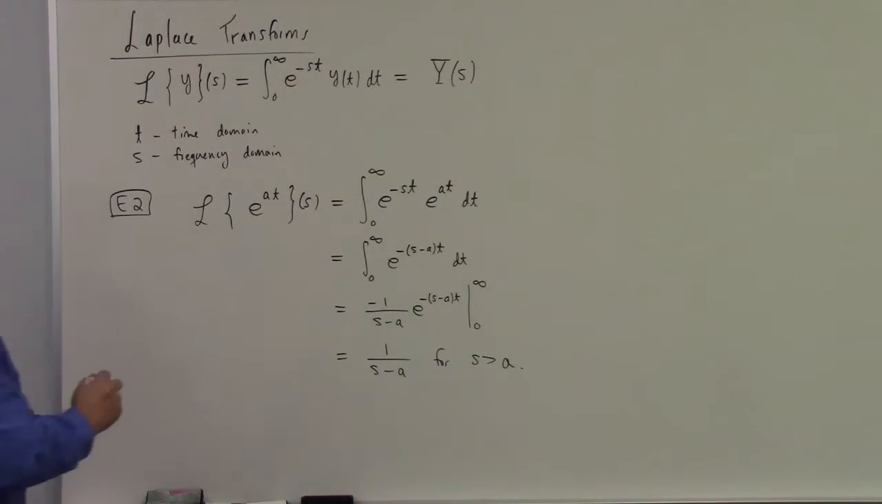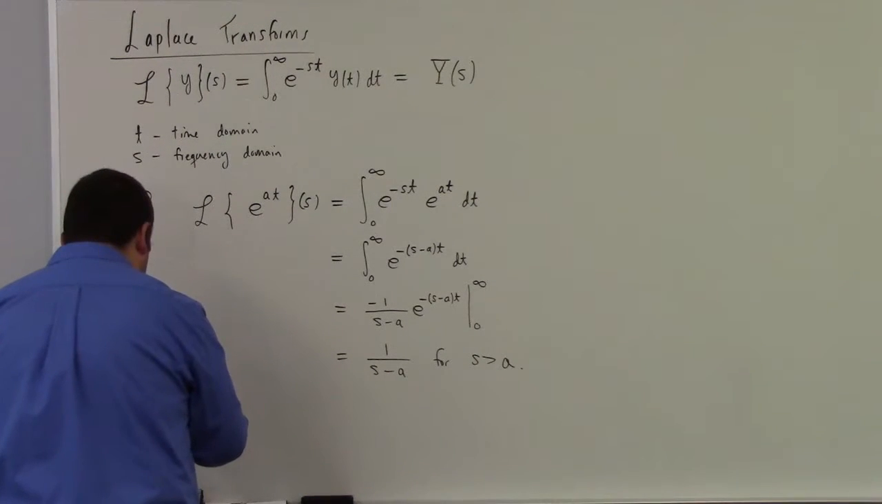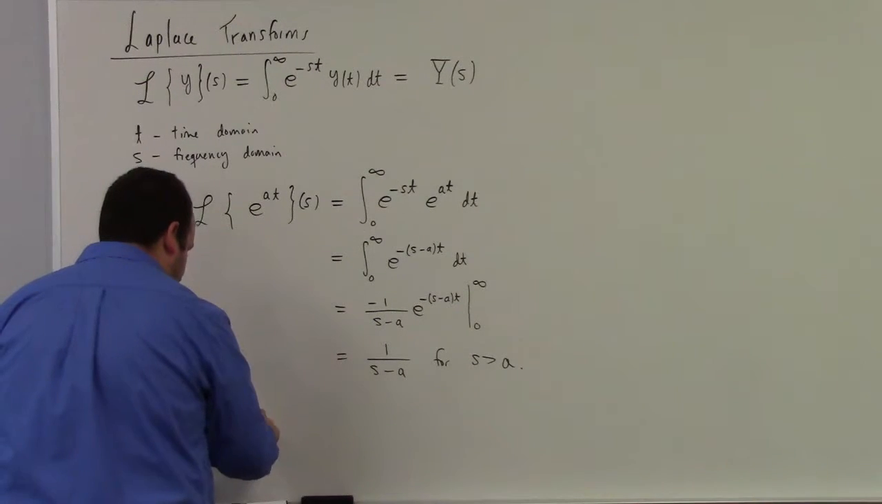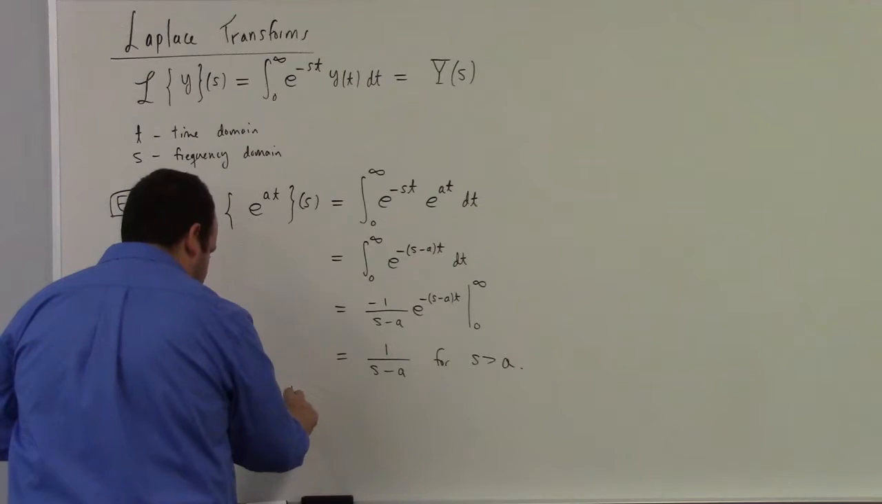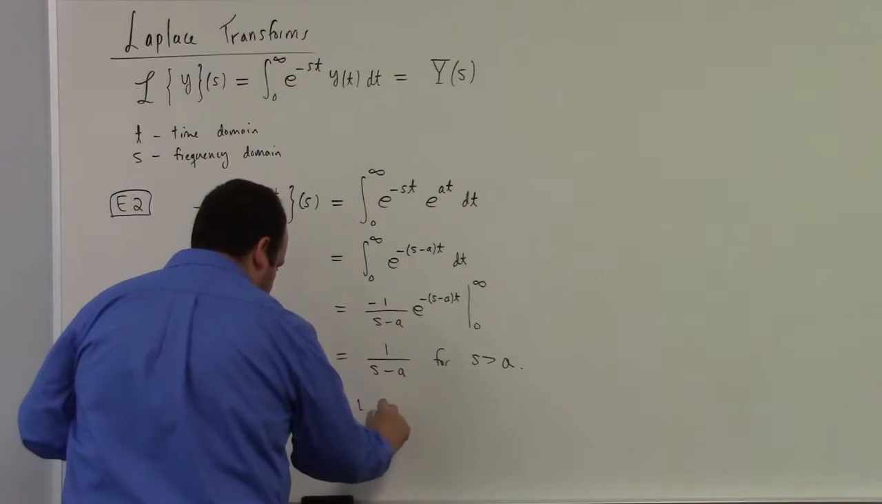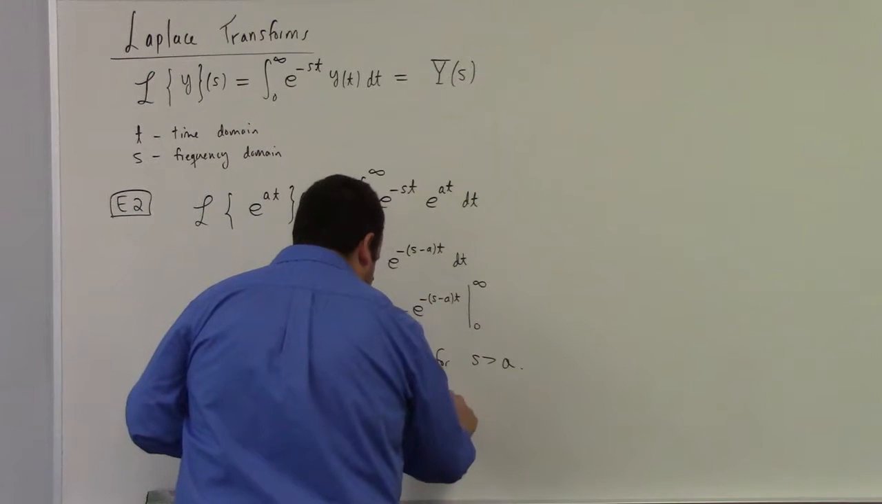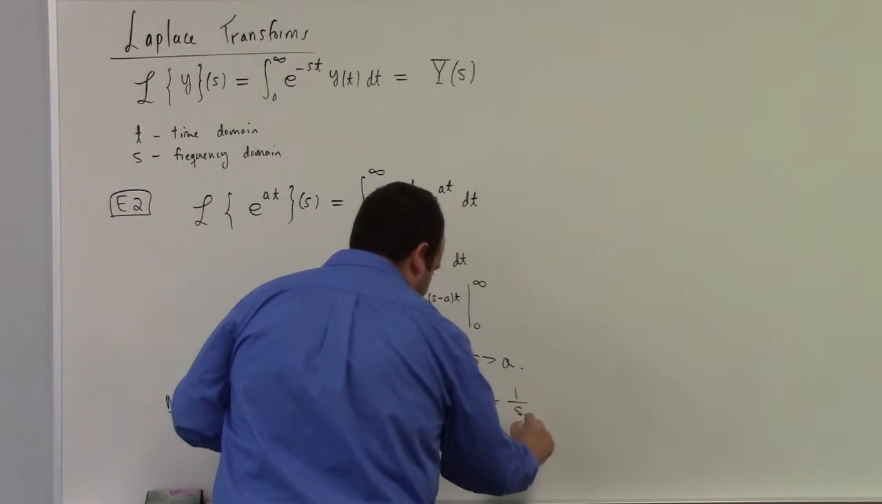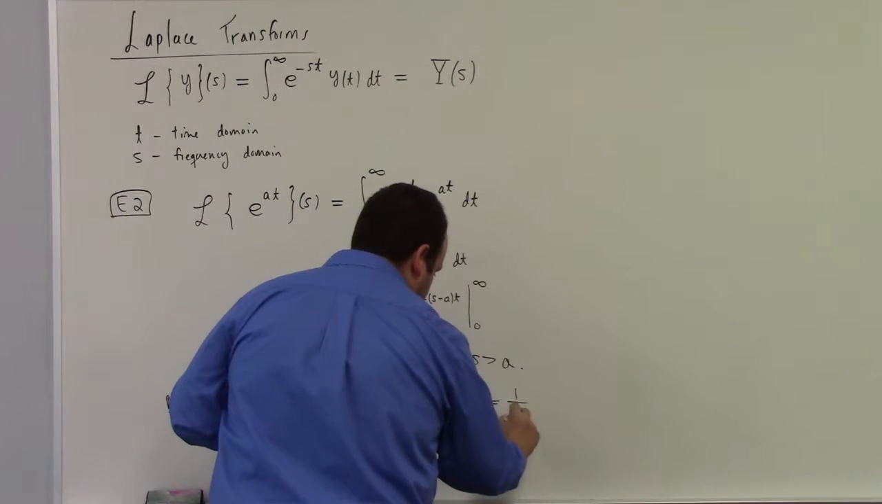Specific subcase: if you put a equals 0, what do we get? e to the at is just equal to e to the 0, which is 1. And we recovered the example we did last time. The Laplace transform of 1 is simply 1 over s. Okay?